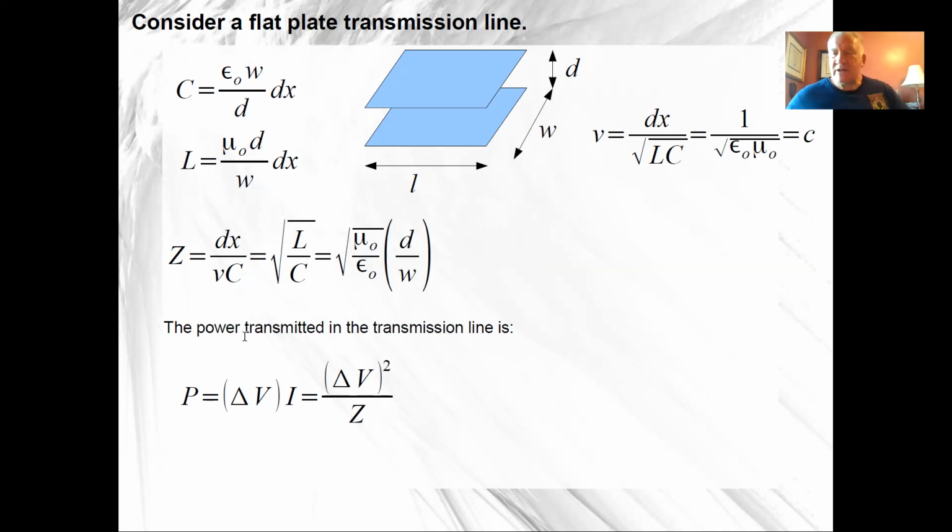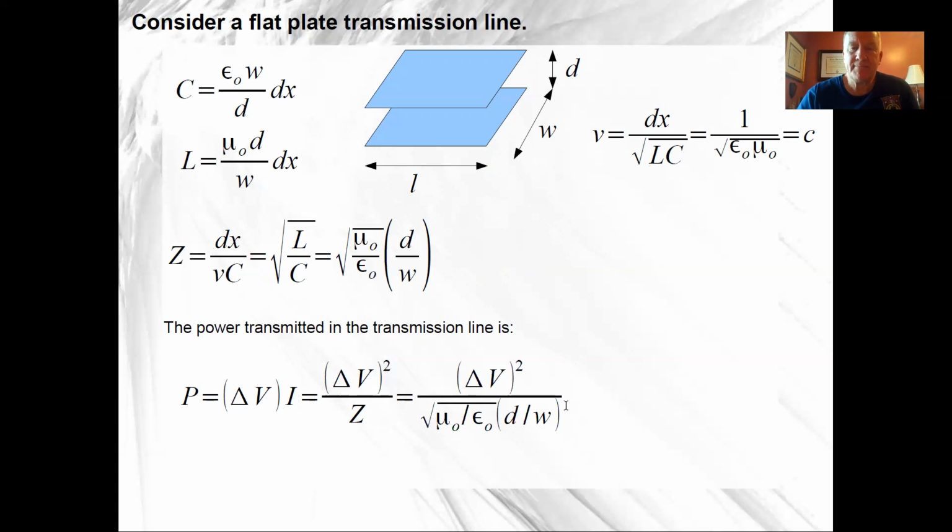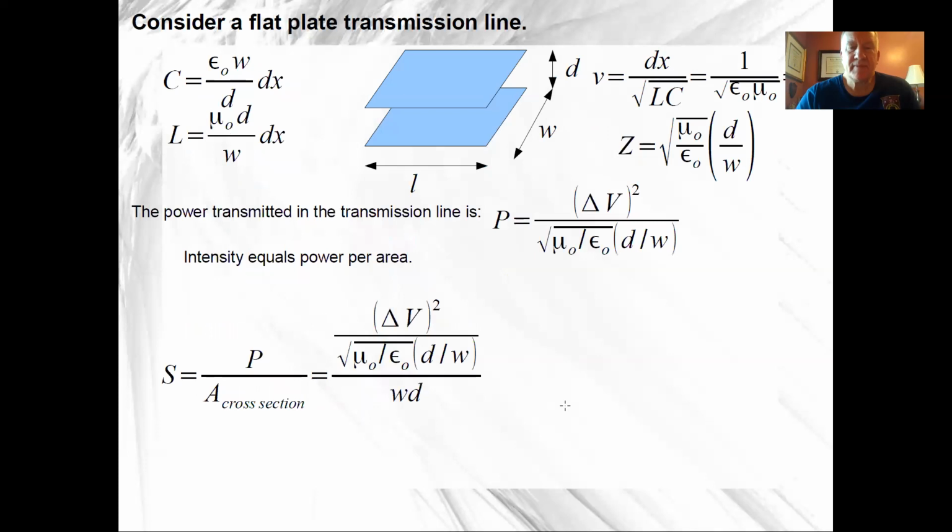Don't forget, we always talk about the difference in potential in voltage, right? But since we always do it, a lot of times we leave off the delta and just say V, where it's understood that we're always talking about the change in voltage, not the actual voltage. So we can plug in for Z, and we end up with the power.